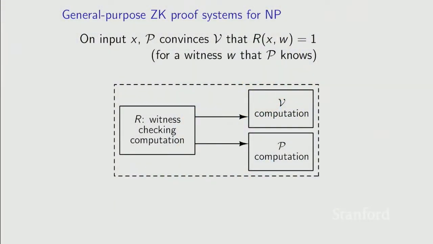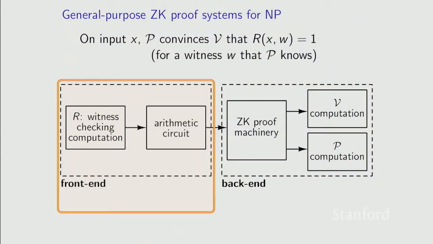So when we talk about general-purpose proof systems, usually we mean proof systems for NP languages. So what that means is there's some relation R, and we can think of that as a computation that takes some values and then returns true or false. Now the values are an input, X, from the verifier, and a witness, W, from the prover. And we can think of the witness as a secret that the prover knows, and R, the relation, as a computation that checks whether the witness is somehow correct for the verifier's input.